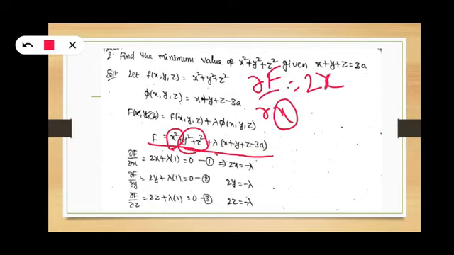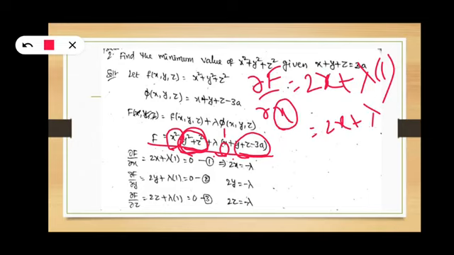Now lambda into x. The differentiation of x is 1, so we get lambda into 1. The remaining y plus z minus 3a will be 0. So dou F by dou x is equal to 2x plus lambda into 1, that is nothing but 2x plus lambda.